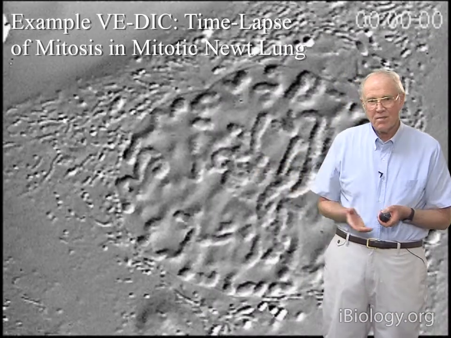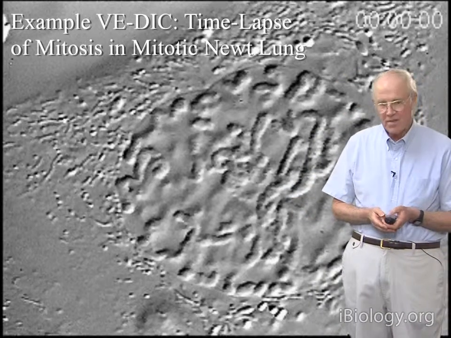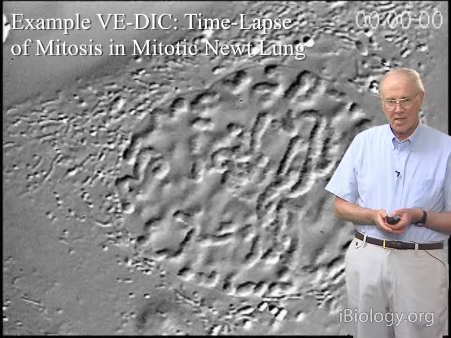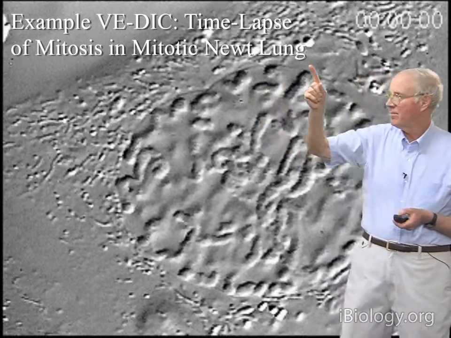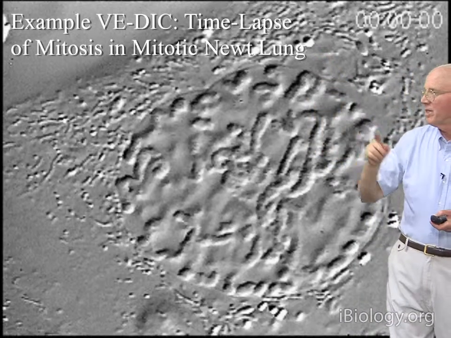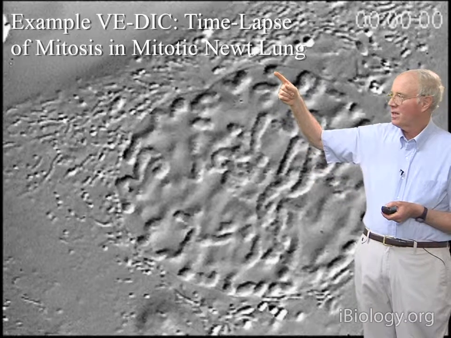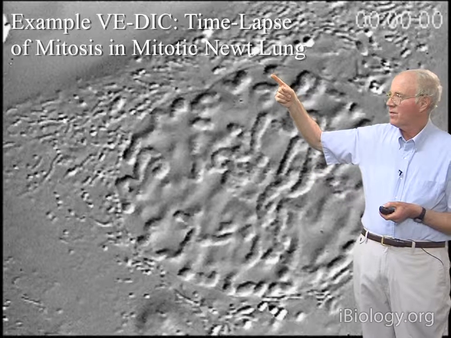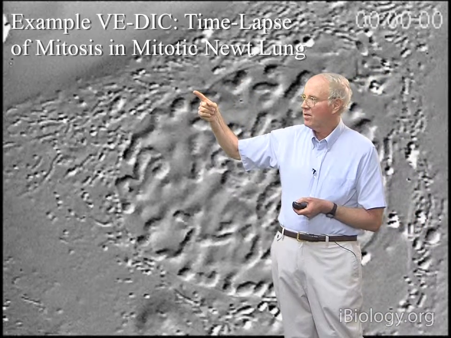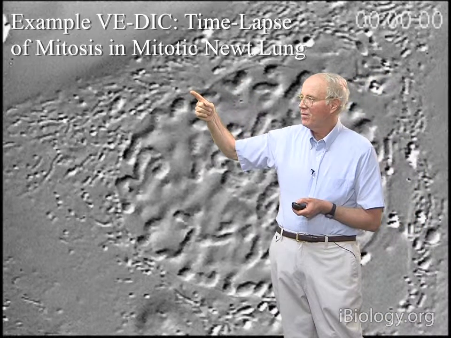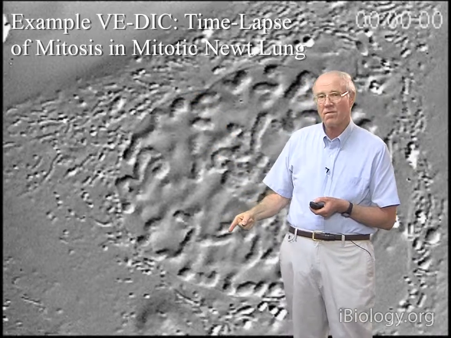So I would like to just finish up by showing you a couple more things. One is this nice video-enhanced DIC time-lapse of a newt lung cell. The time is given up here in hours, minutes, and seconds. And we start in prophase. This is the nuclear envelope, so you can see that very nicely. And this is one of the centrioles of the spindle pole that's in focus. The other spindle pole is down here and is out of the plane of focus.